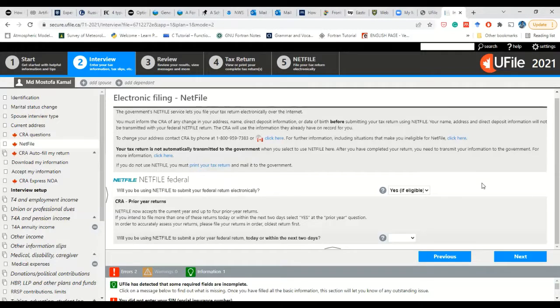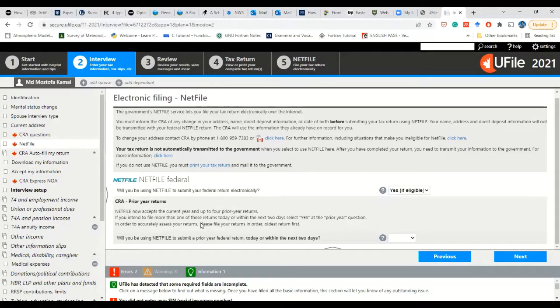I think most people will feel comfortable submitting electronically, but some unfortunate people will not be able to, and those people need to print this completed tax file and then submit it manually. So here, will you be using that file to submit your federal return electronically? Definitely yes.